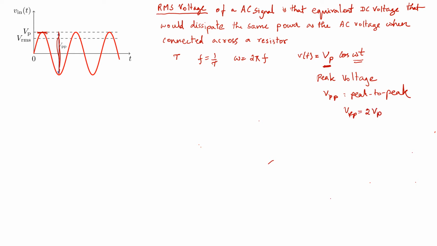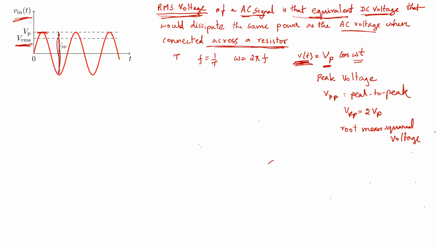But what is also interesting to define for such an AC voltage signal is what we call the VRMS, the root mean square. RMS stands for root mean squared voltage. What that exactly means is that the RMS voltage of that AC signal is the equivalent DC voltage that would dissipate the same power as that original AC voltage when it is connected across a resistor. Now let's see what that means.